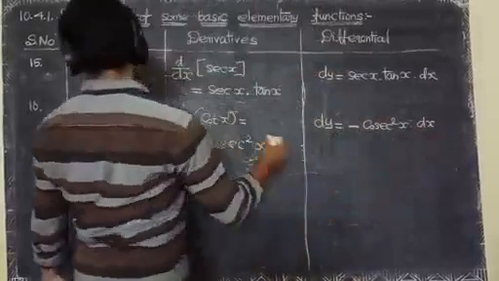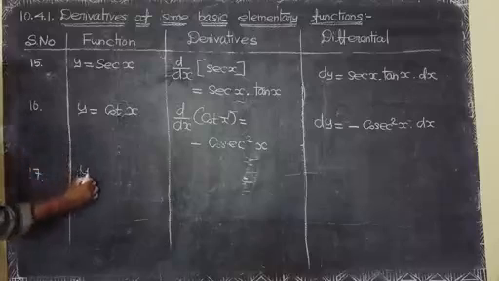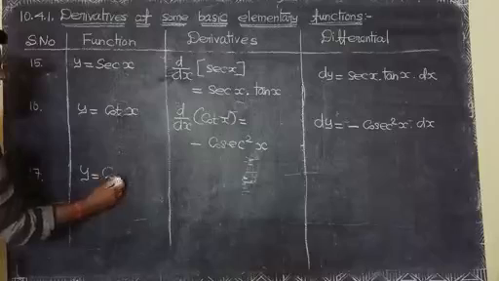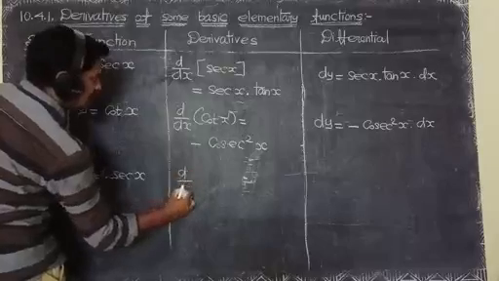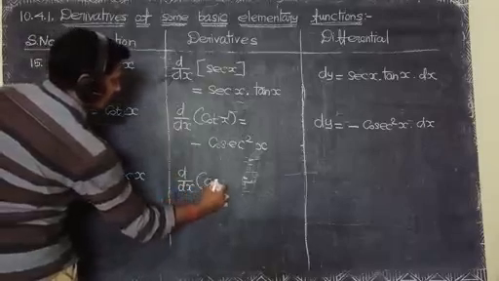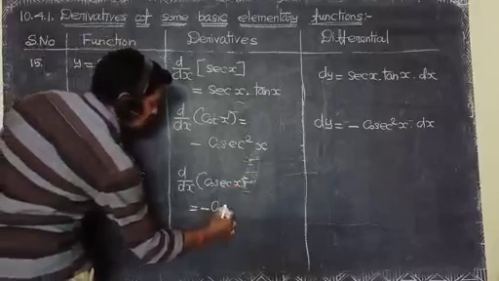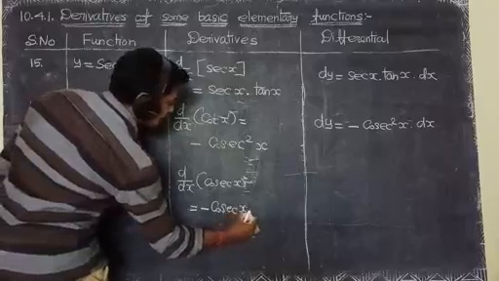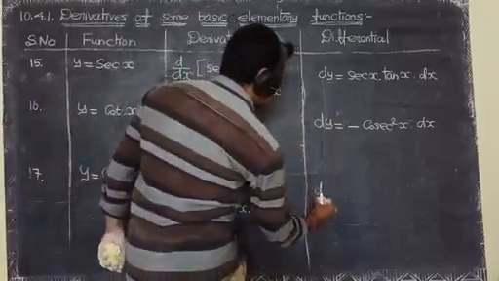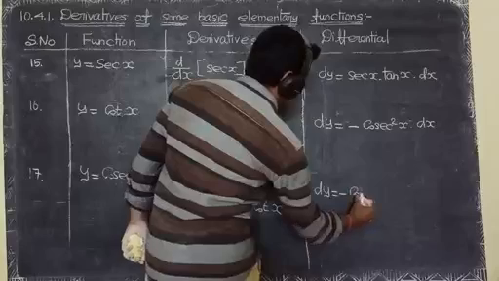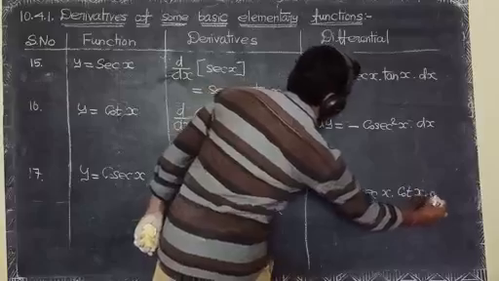Okay, next, serial number 17, y equal to cosecant x. Then the derivative d by dx of cosecant x is equal to minus cosecant x into cot x. Then the differential is dy equal to minus cosecant x into cot x into dx.